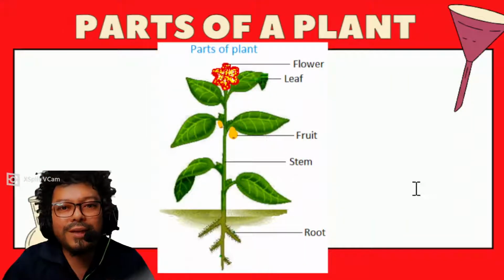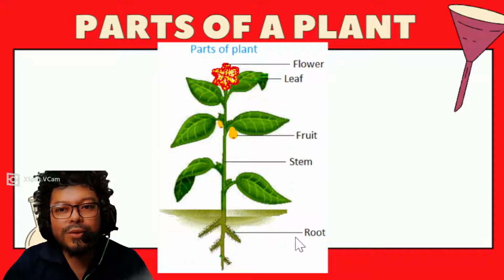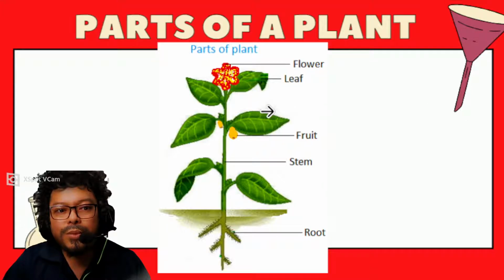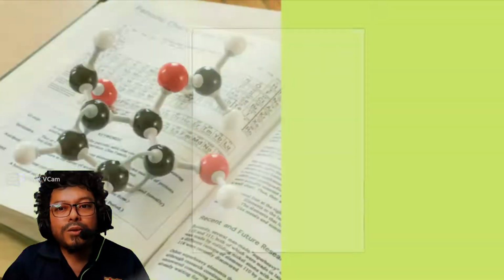Okay, parts of a plant, as we have learned, are the flower, leaf, fruit, stem, and root. So there are two parts in a plant, that is the shoot system, this top part. The top part is called the shoot system, and the bottom part is called the root system. For this week, we shall learn about this bottom part, the root system.